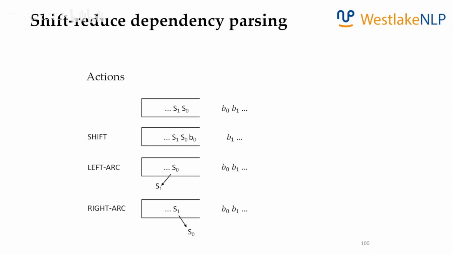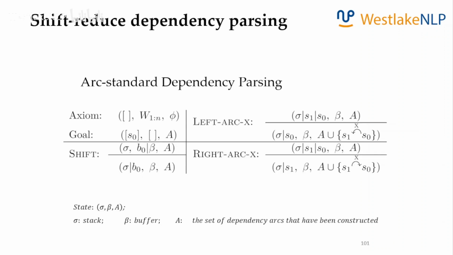Shift just moves the front item from the buffer onto the stack. Left arc removes the top two items off the stack and makes the left item a dependent of the right item, okay? And then put the right item back onto the stack. Or you can imagine it as only removing the second top item off the stack and making it a dependent on the top of stack. So right arc does the reverse. Three actions.